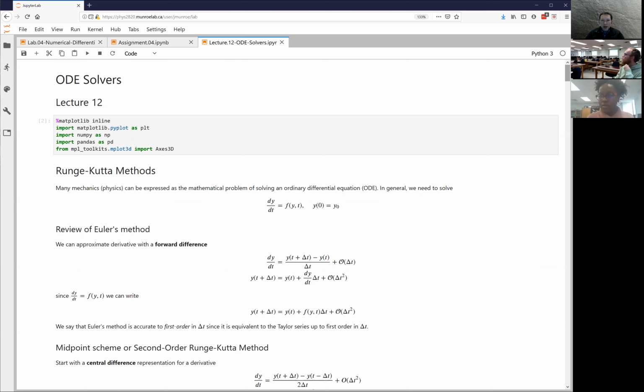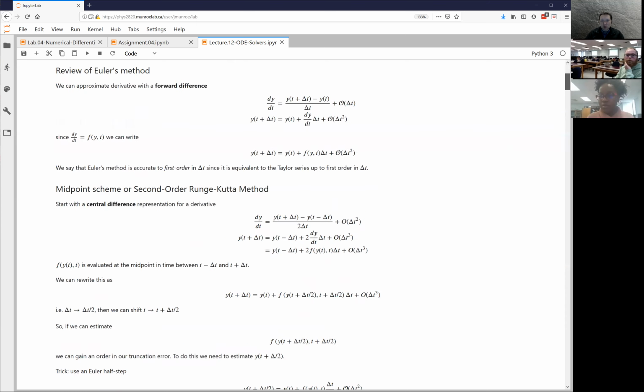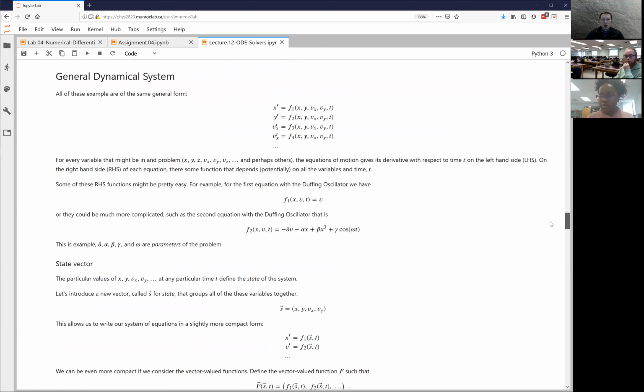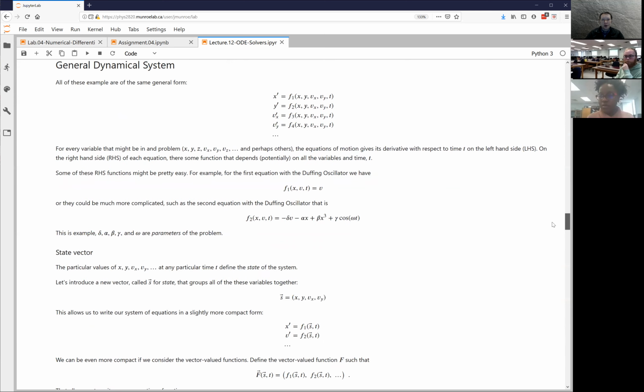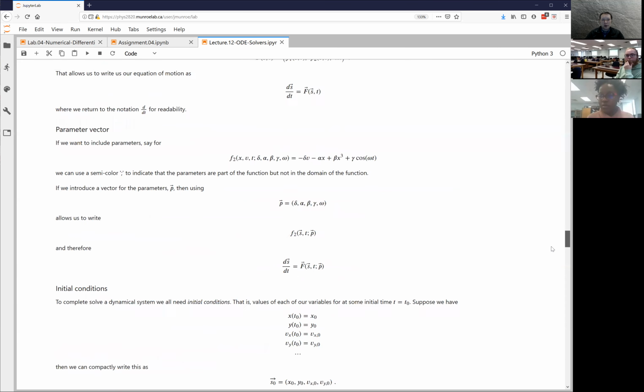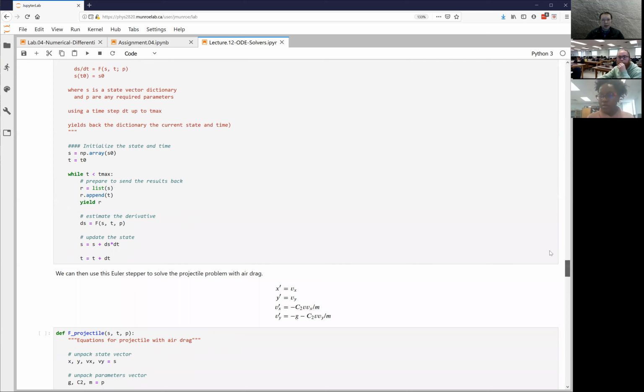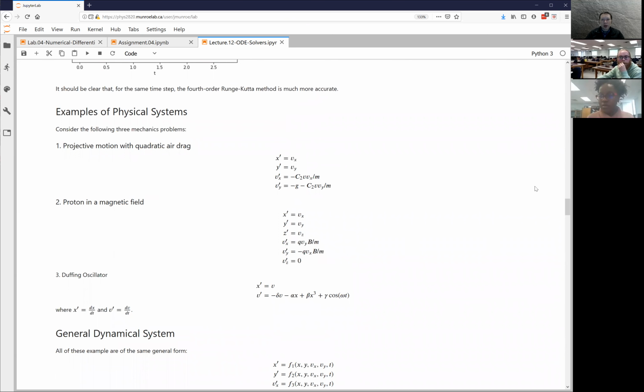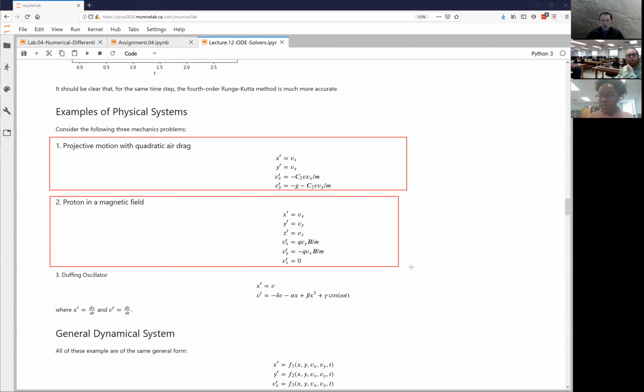Let me show you 3 different differential equations that we've seen recently. Oh, wait a second. Yeah, here we go. Here are 3 systems which we've seen recently. The problem of projectile motion with quadratic air drag, the problem of a proton moving in a magnetic field, and the problem of a Duffing oscillator. These are the 3 dynamical problems I put on the first test.